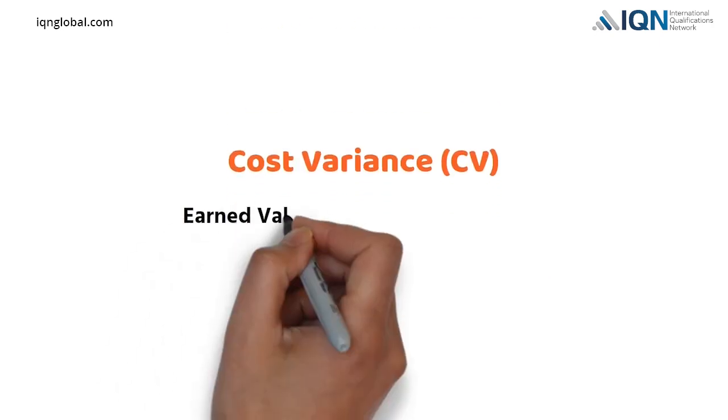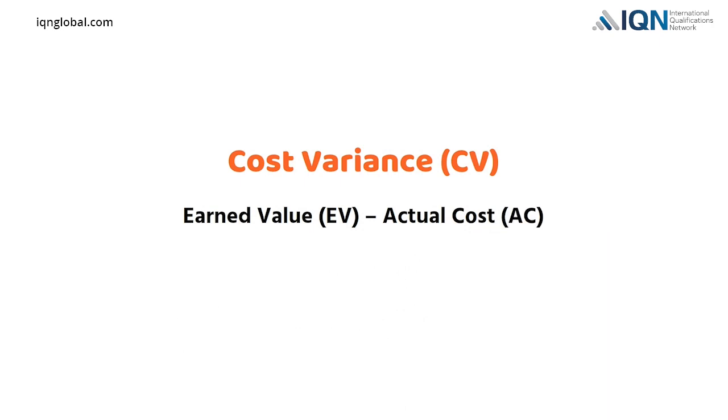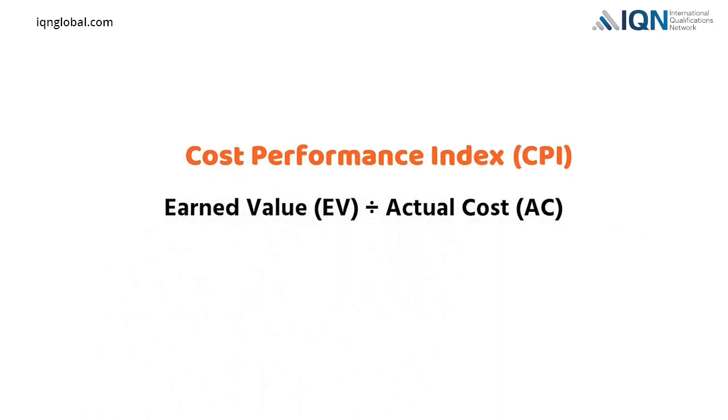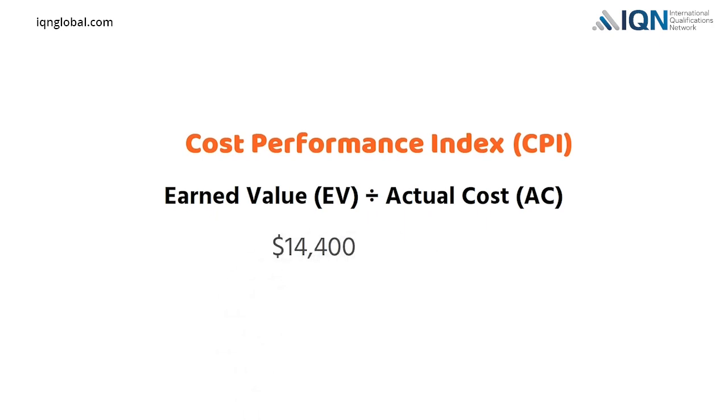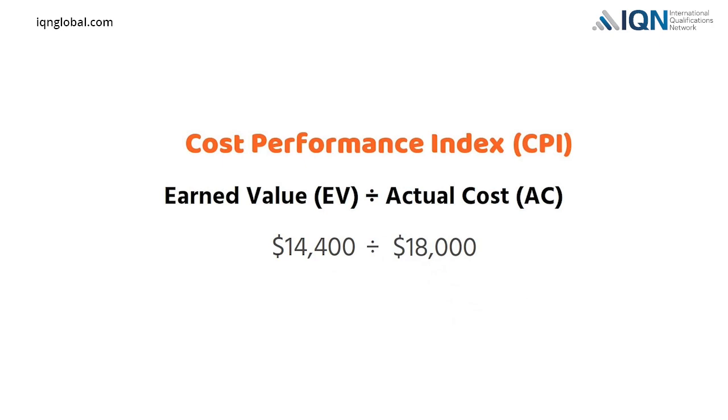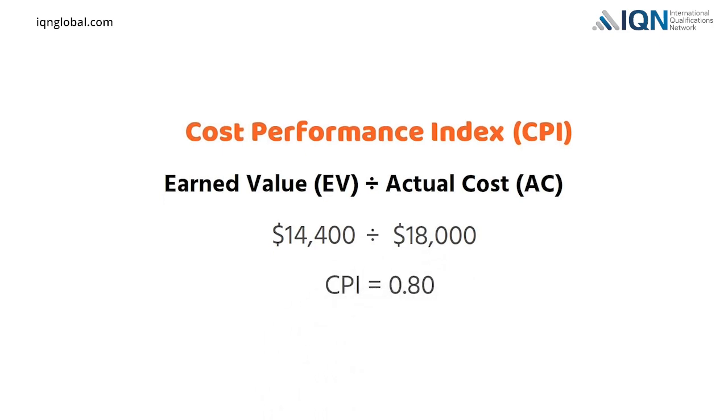Now we will discuss Cost Performance Index. Cost variance, CV, was the difference between earned value and actual cost. On the other hand, Cost Performance Index, CPI, is the ratio between earned value and actual cost. If we divide our earned value $14,400 by actual cost $18,000, we will get CPI 0.80.